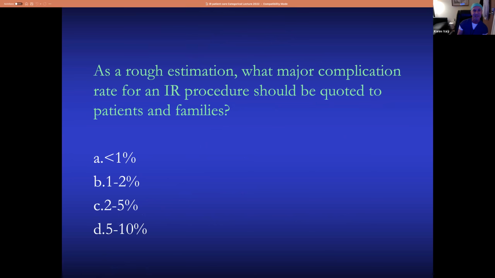What major complication rate for an IR procedure should be quoted to patients and families, not radiation, but for the procedure? What number would you use? What I use is 1 to 2%. That's just a good rule of thumb. That's the likelihood that something really bad is going to happen.